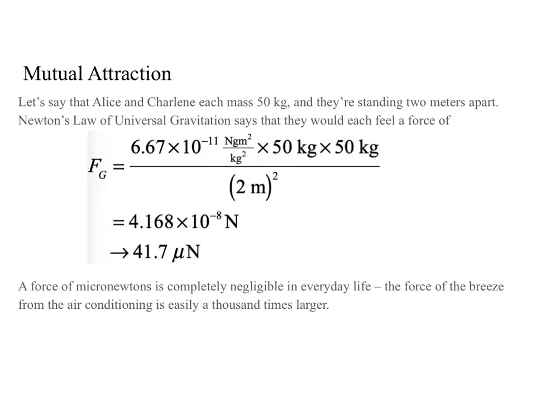All right, let's say that Alice and Charlene each mass 50 kilograms, and they're standing about 2 meters apart. The law of universal gravitation would say that they would each attract each other, and they would feel a force, which we can get by plugging into the formula. Remember that this is going to be G m1 m2 over r squared.